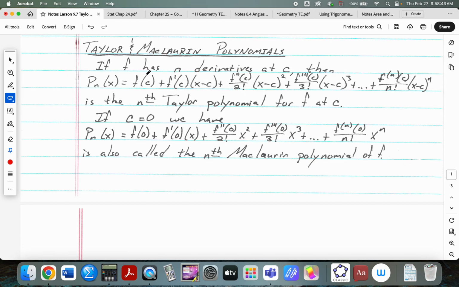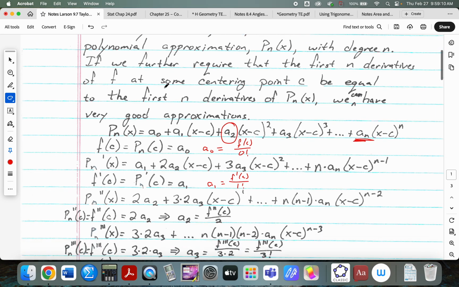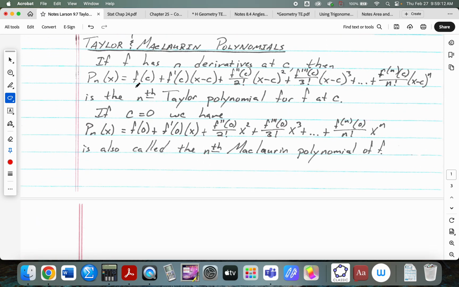So if a function f has n derivatives at c, where n is just some positive integer, then p sub n of x, which is the polynomial of degree n, is going to be equal to this ugly hairy beast thing that we had before. But now, instead of having constants in terms of a, where we didn't know what anything was, now our constants are the value of the function at c, and if you want to put over 0 factorial, that's fine. And then the first derivative at c over, if you want to put 1 factorial, that's fine.